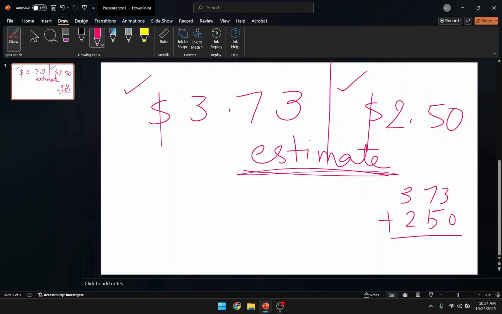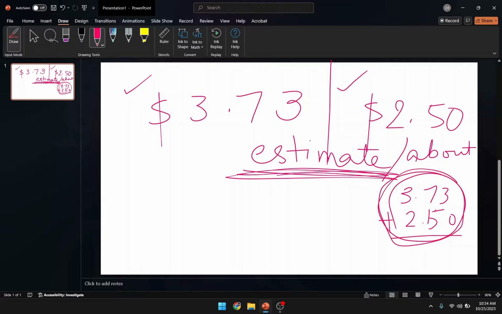Because I asked you for an estimate. If I ask you what is the estimate of the total amount that you are having now, you would be estimating. Or if I ask you a question like, about how much amount are you having now? If I use words like about or estimate, you know that you have to be estimating and not doing the actual calculations, right? So let's just estimate.